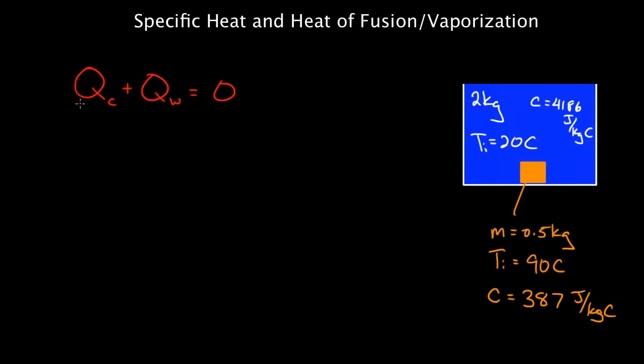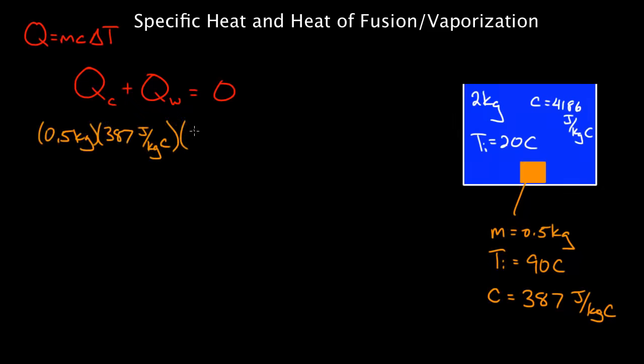We had a formula. Remember, Q equals mc delta T, which I like to remember because it looks like MCAT. So mc, this delta looks like an A to me. So this looks like Q equals MCAT. So I've got to use the mass of the copper. There was 0.5 kilograms of copper times the specific heat, which is 387, times the change in temperature.